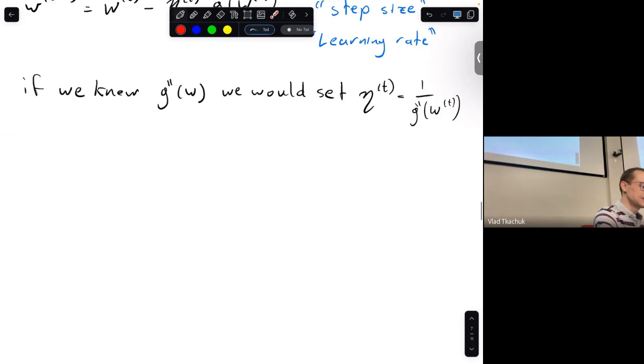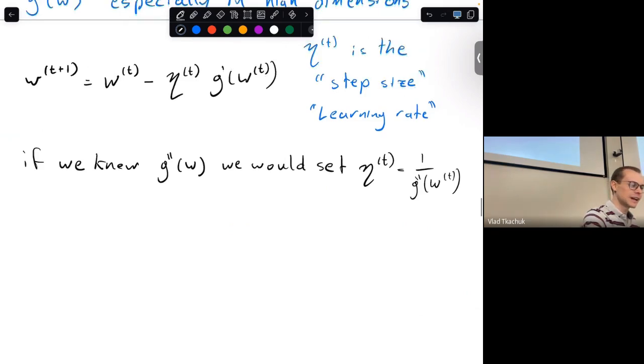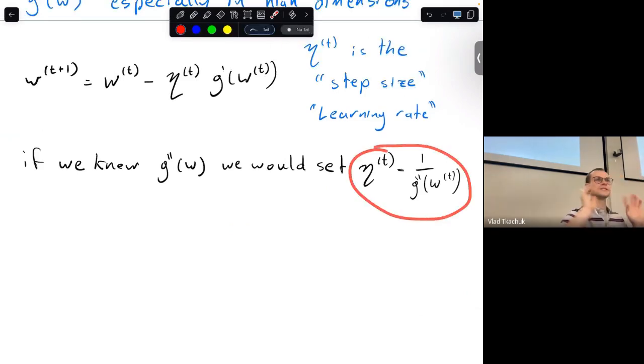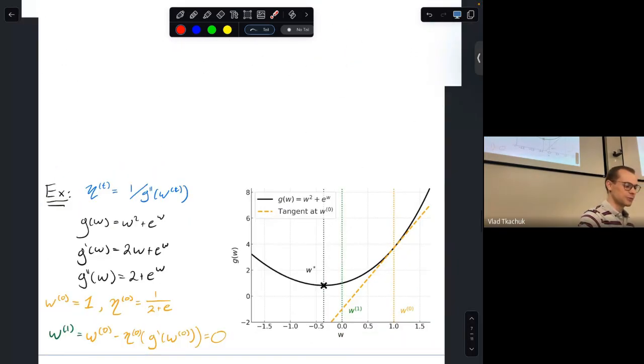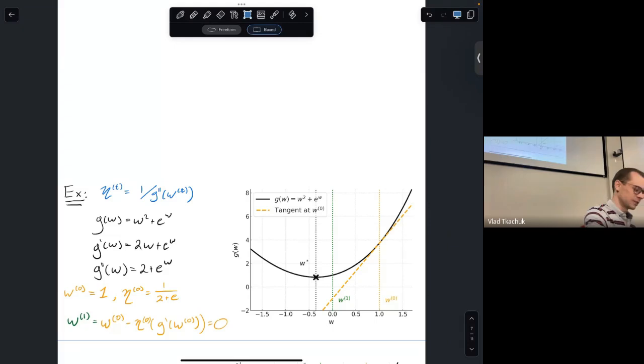And now I give you a new way of reinterpreting the previous examples we've seen with the second derivative, thinking of the second derivative as a step size, and why the word step size or learning rate makes sense. And then after that, we try other step sizes. So what do I mean? I'll give you an example.